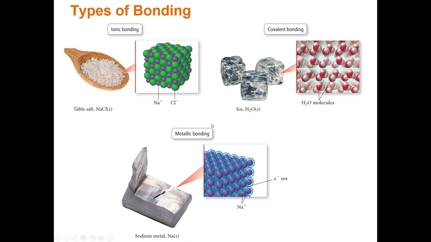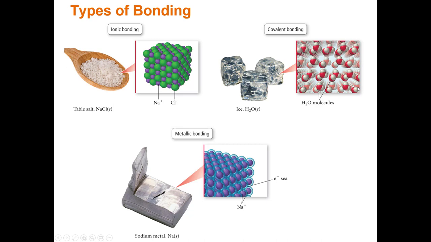Ionic bonds have a characteristic shape that's different from covalent solids or metallic solids. We can see here that a crystal of sodium chloride, for example, table salt, has sodium cations that are surrounded by chloride anions, and chloride anions that are surrounded by positive sodium cations. So every positive is surrounded by negatives and every negative is surrounded by positives. That creates this kind of repeating crystal lattice structure that is characteristic of ionic solids.